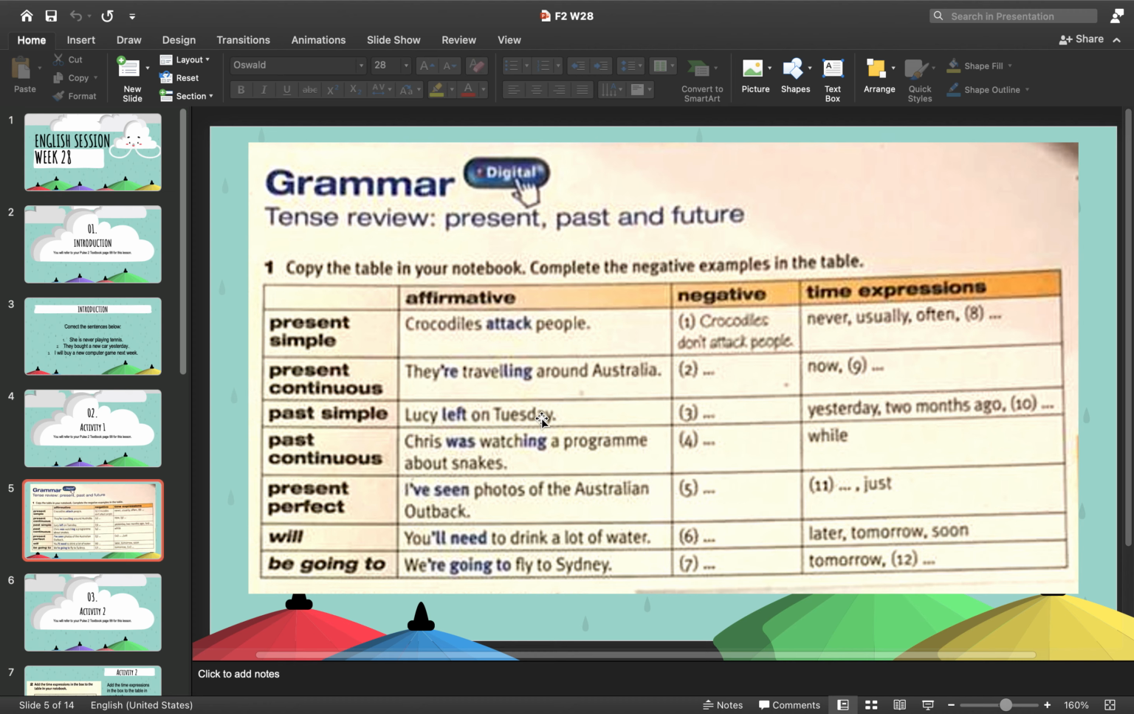Maknanya dia pergi pada hari Selasa, 19 hari bulan, dan dia balik pada hari Selasa itu, 19 hari bulan. Dia boleh tak ulang balik? Tak boleh. Okay, so itu ialah perbuatan yang sudah selesai, dah buat.